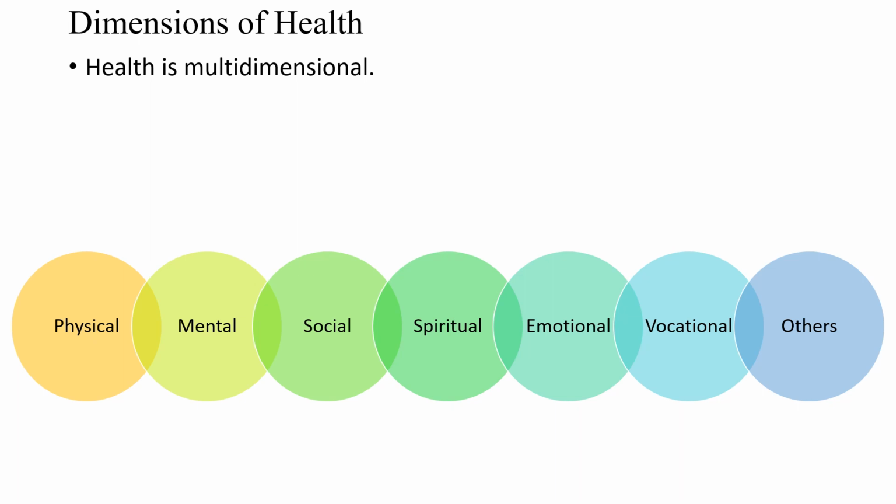Now there are dimensions of health which decide the health of a person, and these are physical, mental, social, spiritual, emotional, vocational, and some others also mentioned. So these are the important dimensions which decide whether a person is healthy or not. If these dimensions are affected, then definitely the person will not remain healthy, and that person may be labeled as having some problem.